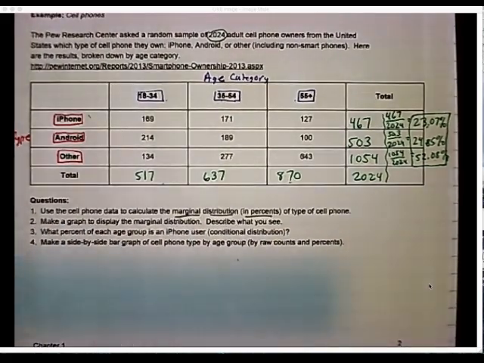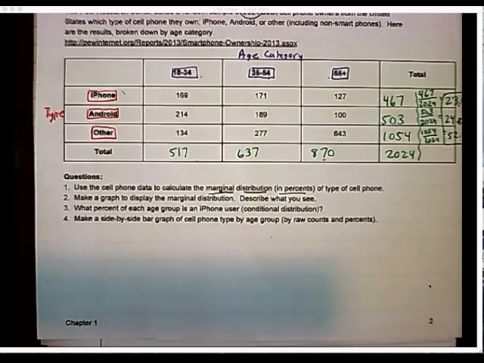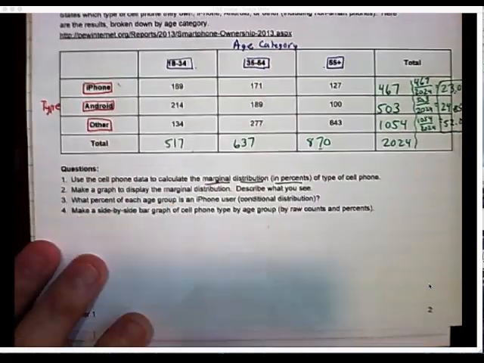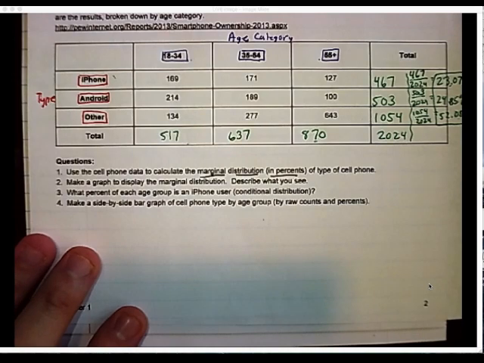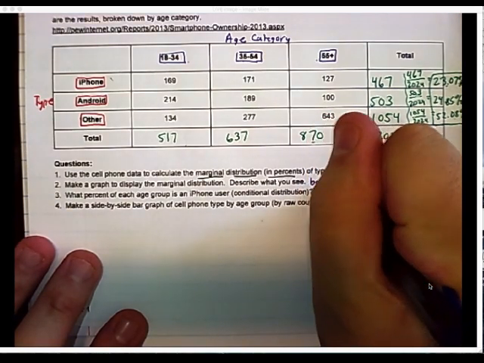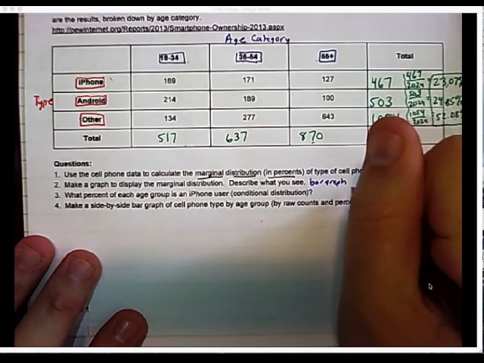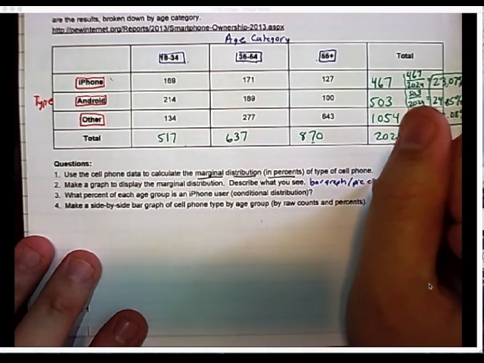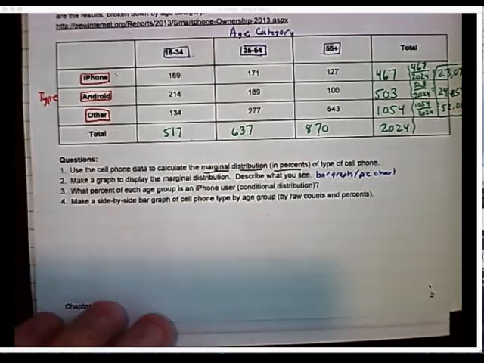All right. So number 2, it says make a graph to display the marginal distribution. Describe what you see. So I'm going to do that right down here. Now I can do a different type of graph. So for number 2, I could do a bar graph, or I could do a pie chart. Okay, I'm going to choose to make a bar graph.